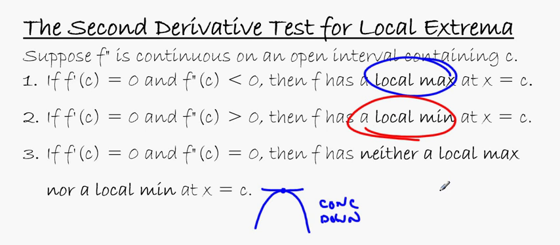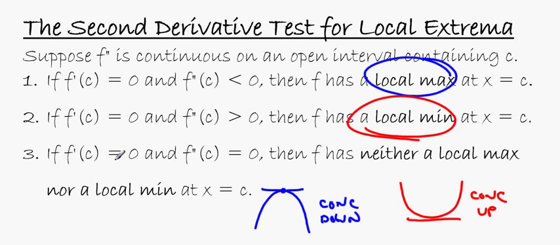Similarly, local min. What happens at a local min? Flat tan and concave up. So if I get a flat tan where I'm concave up, I have a local min.